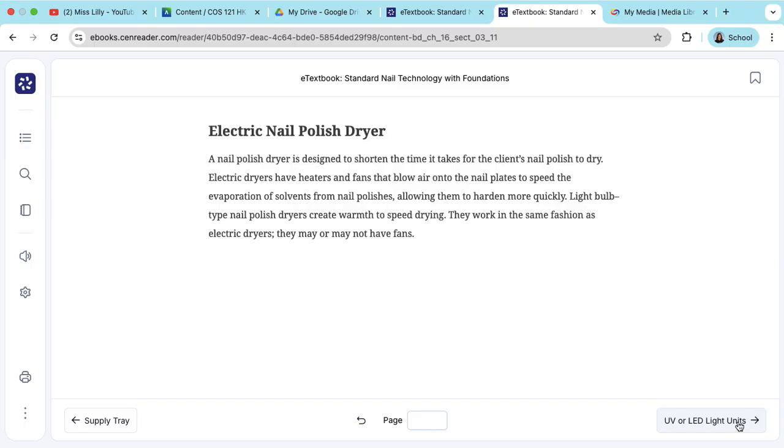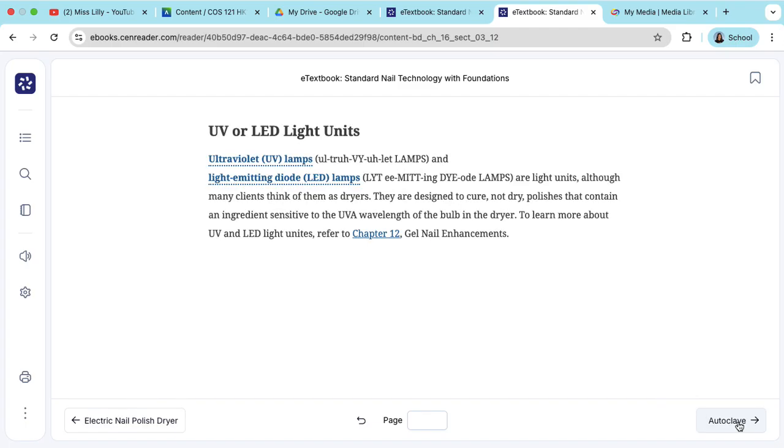Electric nail polish dryer. This one is made to dry the nail polish. UV or LED light units. UV lamps and LED lamps are light units, although many clients think they're the same as dryers. They are designed to cure, not dry polish, and contain an ingredient sensitive to UVA light of the bulb in the dryer.